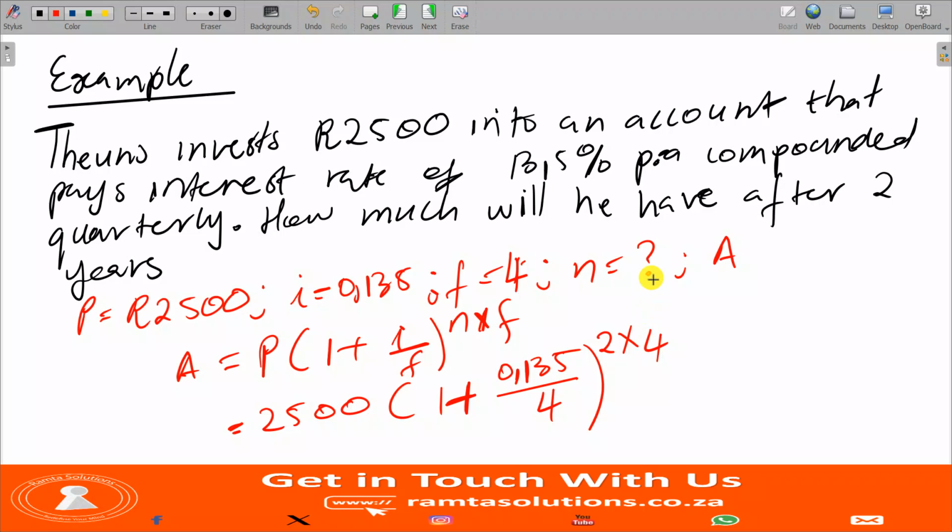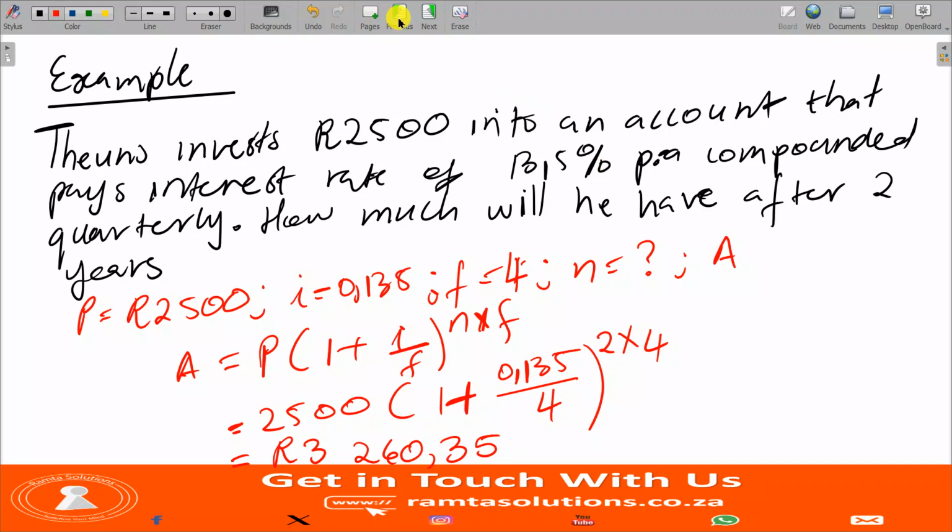2,500, open bracket, 1 plus 0.135 over 4, close, to the power 8. What do we get? So after 2 years, you will have 3,260 rands and 35 cents. This is the value of your investment after 2 years.